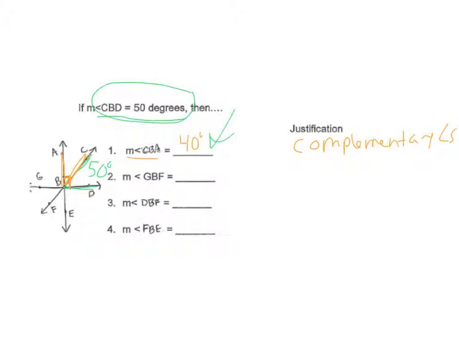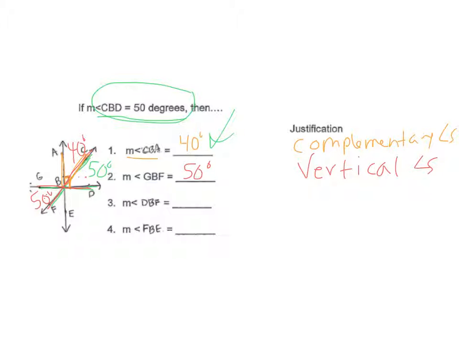angles. What is the measure of angle GBF? So GBF is over here. Well, I have right here two lines that intersect, and their angles opposite are vertical. So this has to be 50 degrees as well, so I write it in, 50 degrees. I should also write in 40 degrees right here. Whenever you find an angle measure, write it in. So this is 50 degrees by vertical angles.